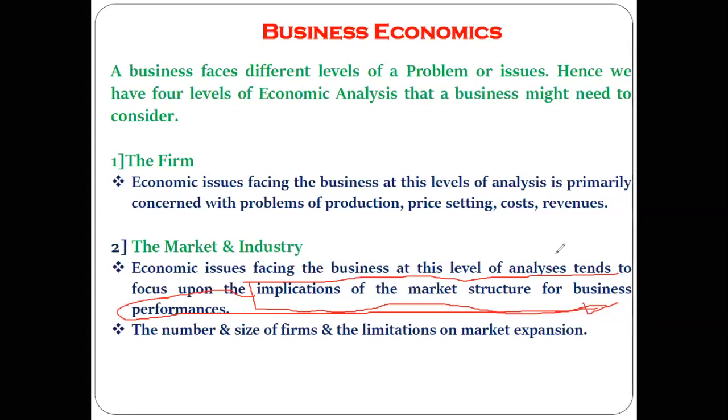It means how we should develop our business, what the exact structure of profit and loss should be, the management of it. At the firm level, you face problems related to production, etc. Fine, production is done, you have produced the product. The second level is nothing but in which market you will sell your product so that your business performance can be improved.